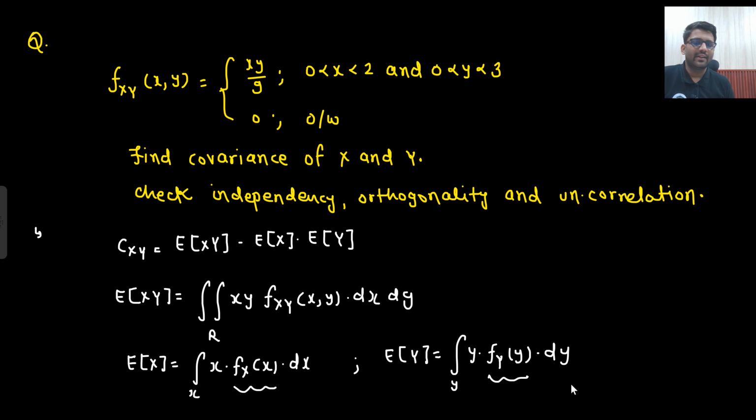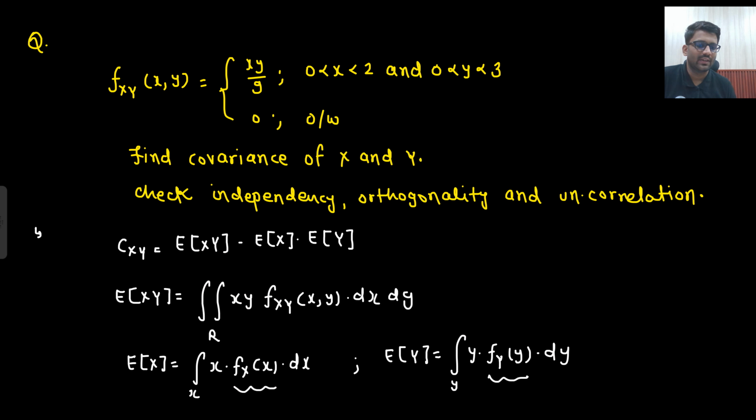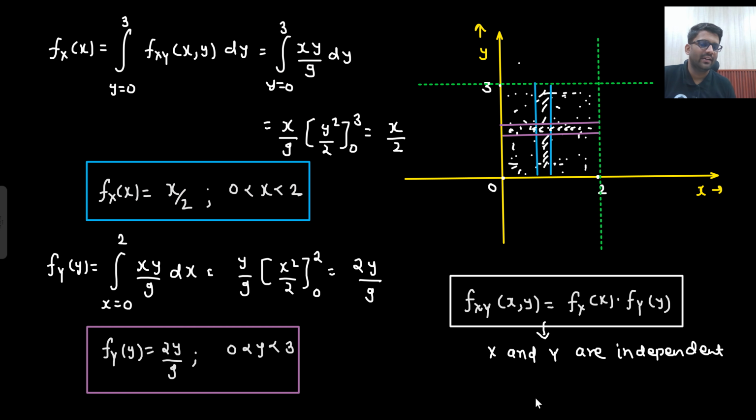And if they are independent, that means surely they will be uncorrelated as well. What did I say? If x and y are independent, then surely they will be uncorrelated as well. Without even finding all these things, I just said that x and y are independent. Along with that, I can say that x and y are uncorrelated as well. Right?